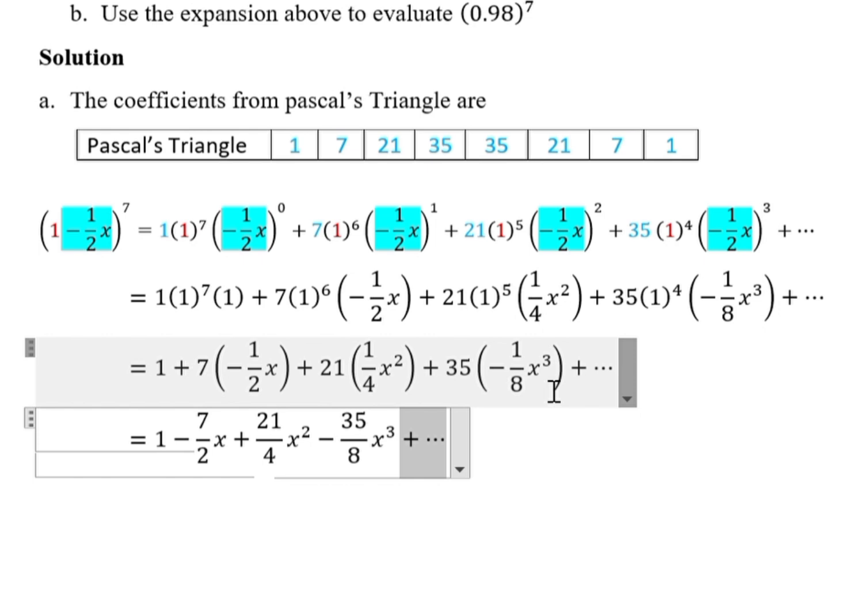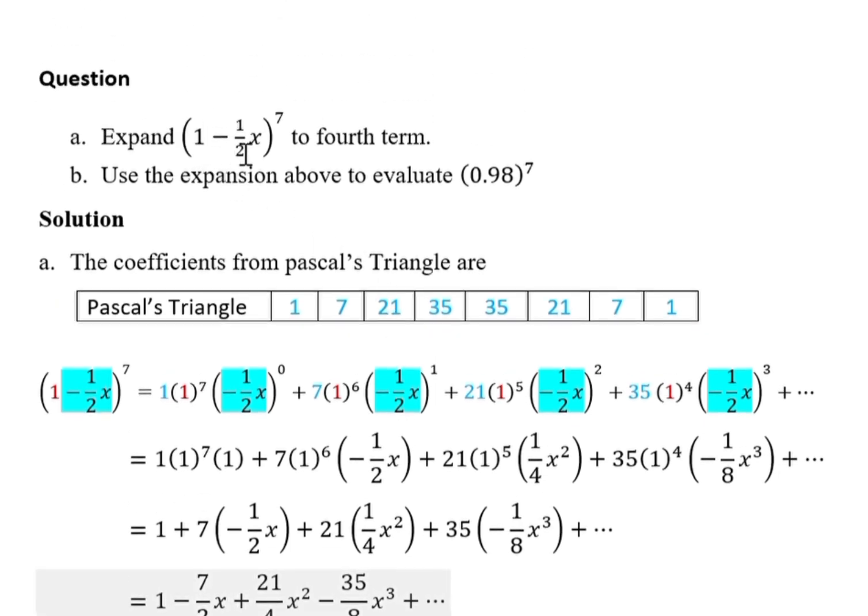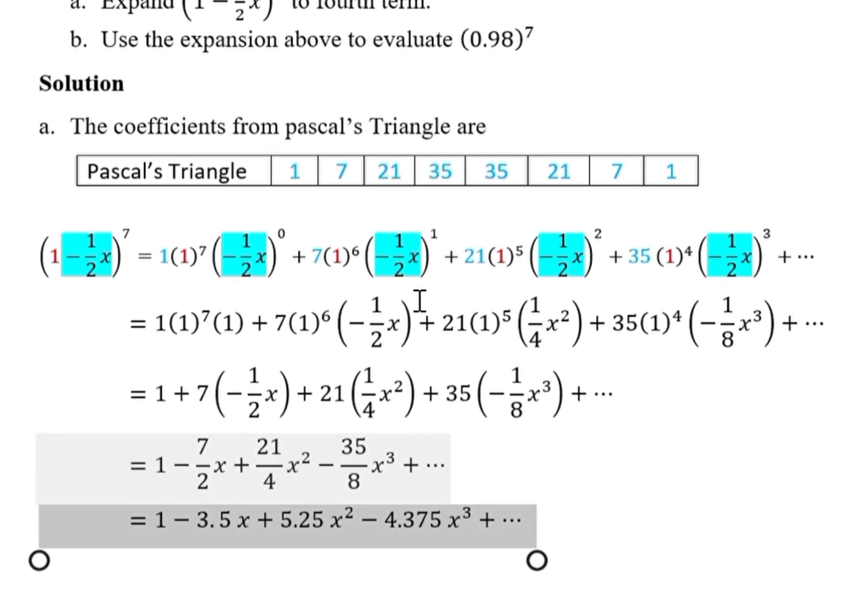plus dash dash. We may decide to write this fraction in a decimal form, so that will be equal to 1 minus 3.5x plus 5.25x squared minus 4.375x cubed. So this is the expanded form of 1 minus half x raised to the power 7 to the fourth term, or expansion of 1 minus half x raised to the power 7 to the term in x cubed, because you realize we have reached where x is cubed.